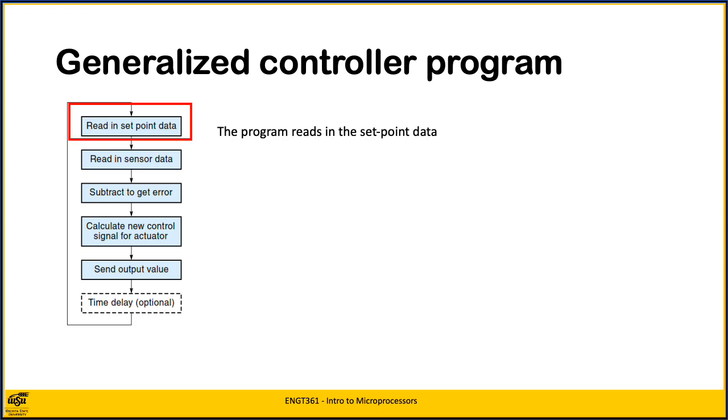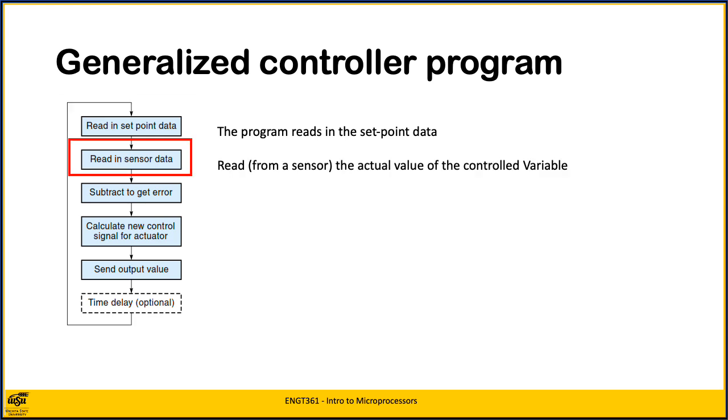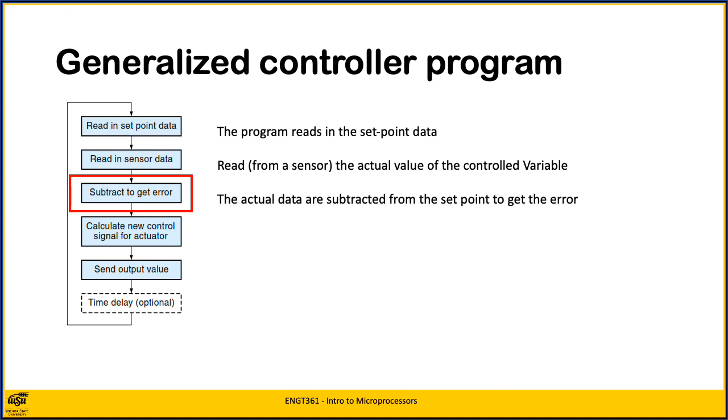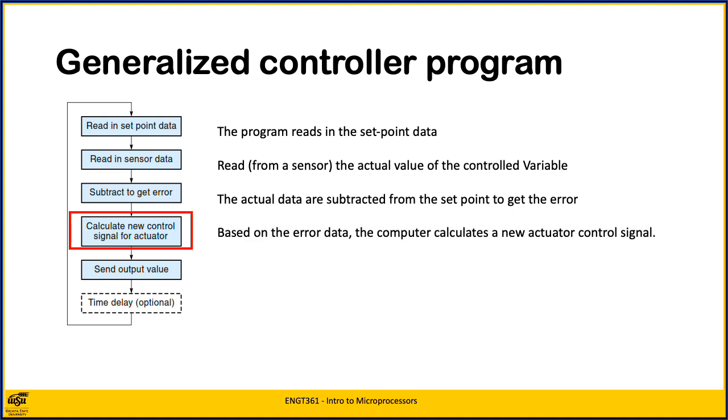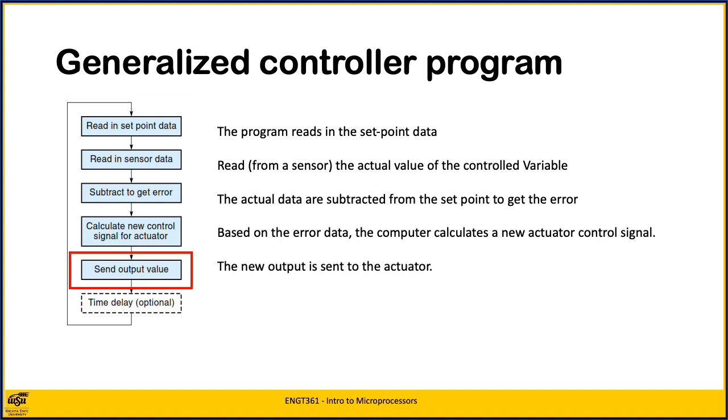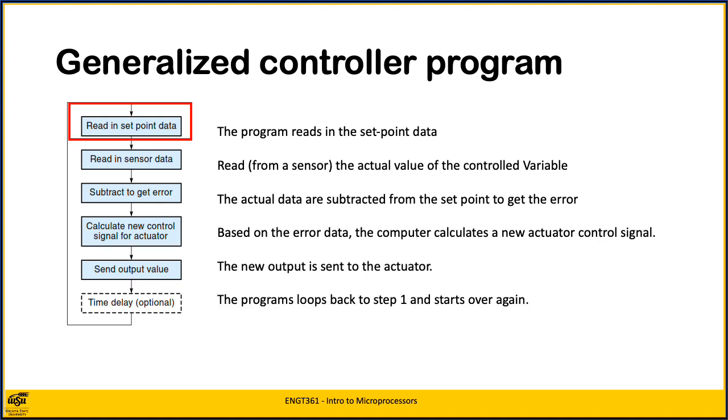The program reads in the set point data. Recall that the set point is the desired position of the control variable. This data could be read in from an input port or from memory. The program then directs the computer to read from a sensor the actual value of the control variable. The actual data are subtracted from the set point to get the error. Based on the error data, the computer calculates a new actuator control signal. The new output is sent to the actuator. The program loops back to step 1 and starts over again if there is no time delay in the program.